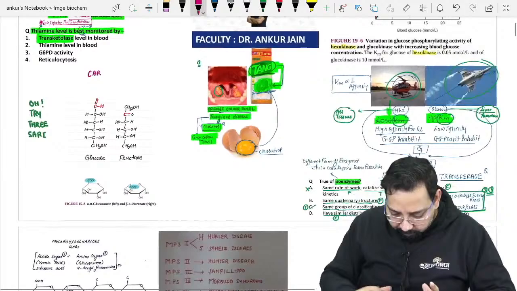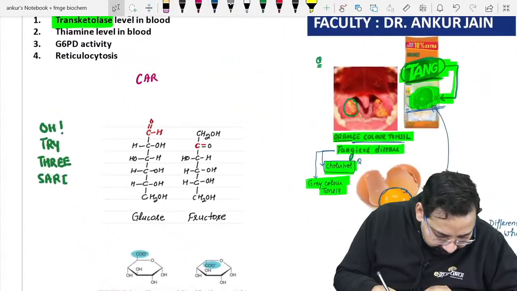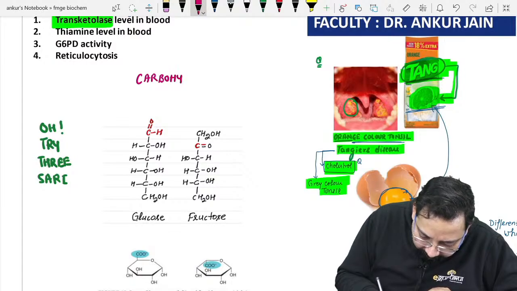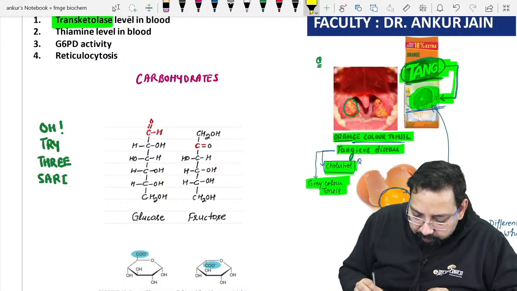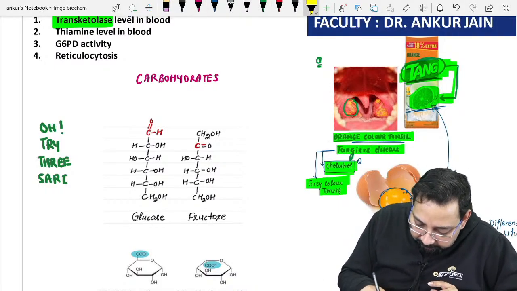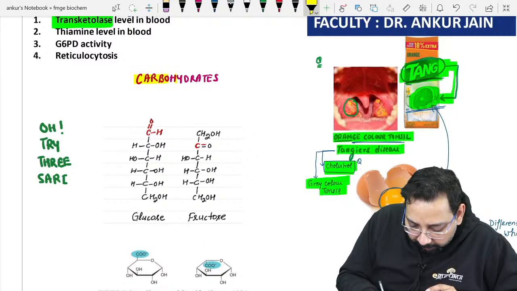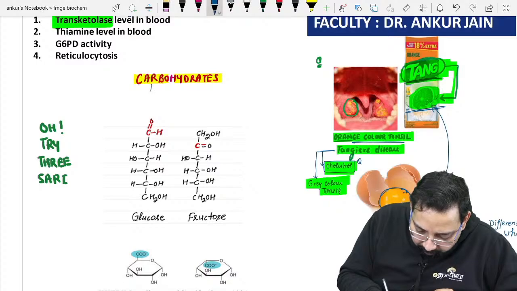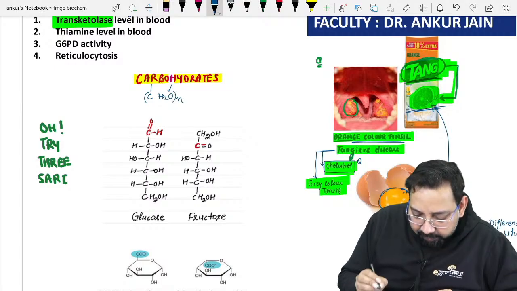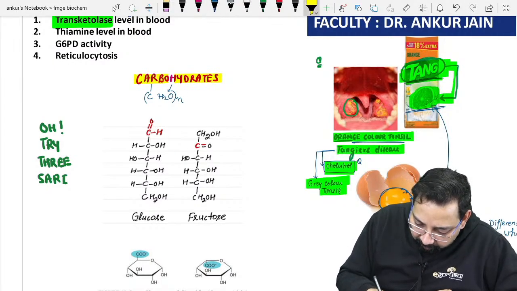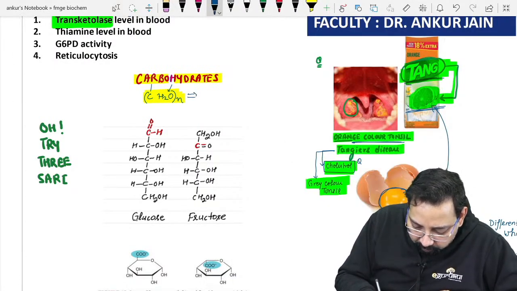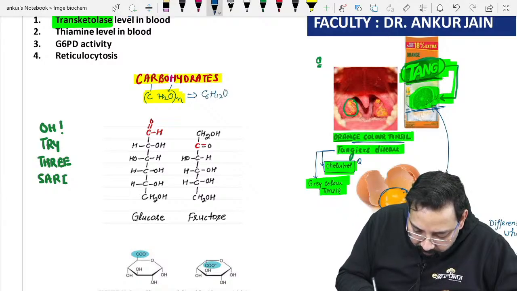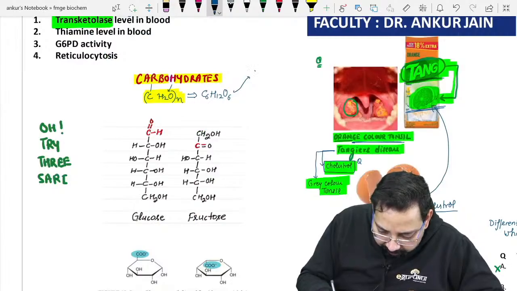Yes, you have space. Carbohydrates. As usual, the initial 1 hour I take in mnemonic and pattern. Carbo means carbon, hydrates means water. CH2O is the empirical formula of carbohydrate. So C6H12O6 is the prototype, that is glucose.